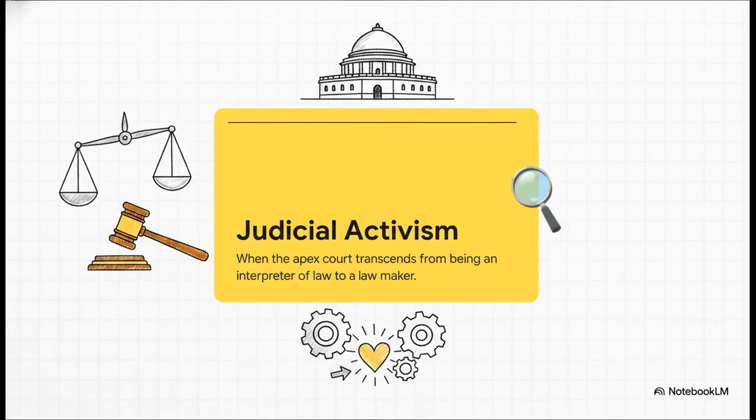In recent decades, these powers have paved the way for what we call judicial activism. This is a fascinating phenomenon. It's when the apex court transcends from merely being an interpreter of the law to actively intervening to preserve the basic order of society. Sometimes, it even takes on the role of a lawmaker when the executive or legislative branches fail to act on critical issues. It ensures that justice, which is the fundamental requirement of any human society, is actually delivered.